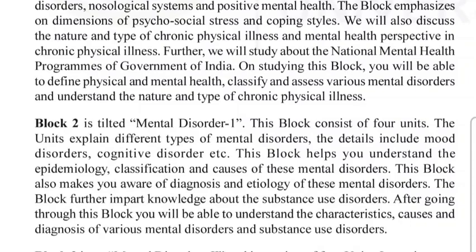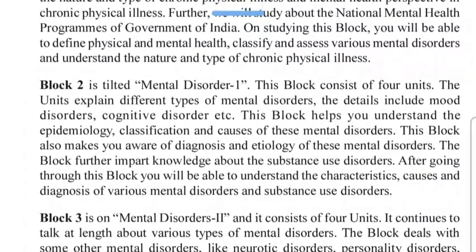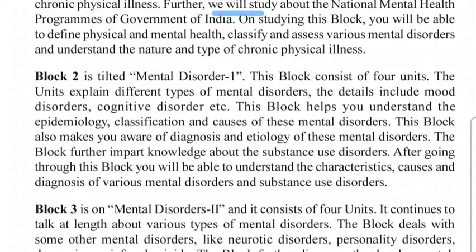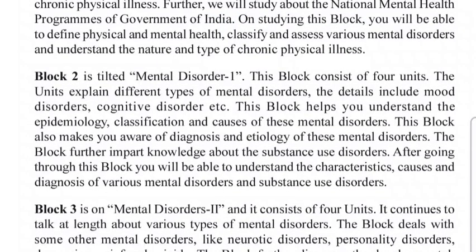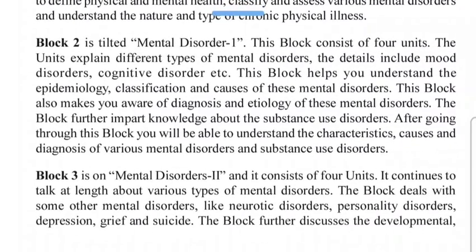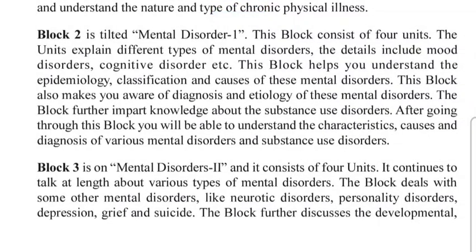On studying this block, you will be able to define physical and mental health, classify and assess various mental disorders, and understand the nature and types of chronic physical illnesses. Block 2 is titled Mental Disorders I. This block consists of 4 units.